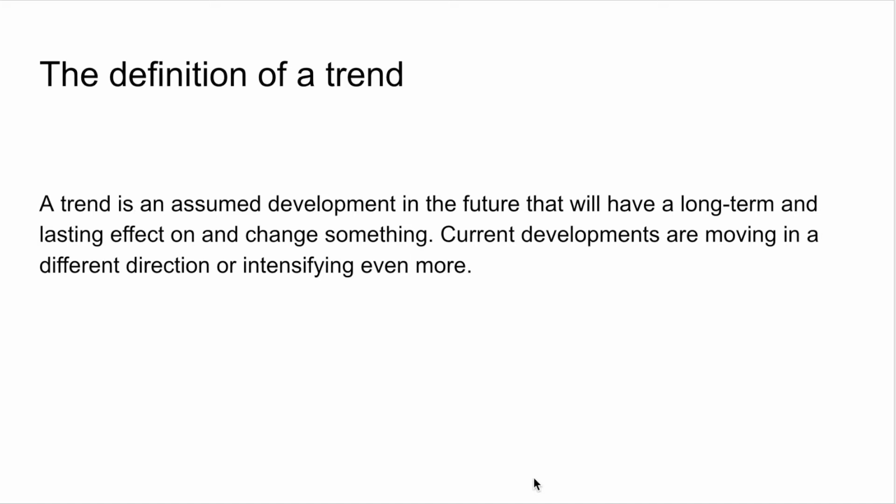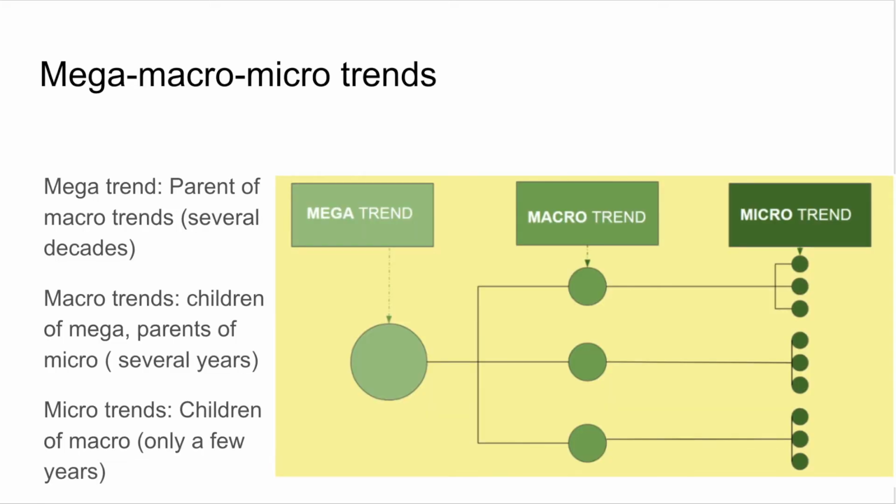Now we'll divide these trends into mega, macro and micro trends. So we've got three different trends here. The big ones, they're the parents of the macros. That's the mega trends, as we can see here. So the mega trends are the really big. There are few of them and they have been lasting for a very long time.